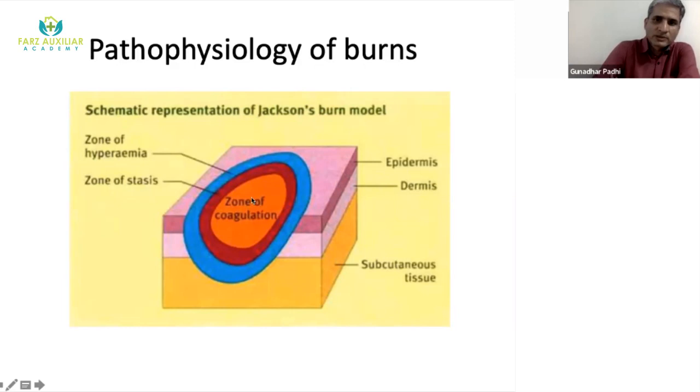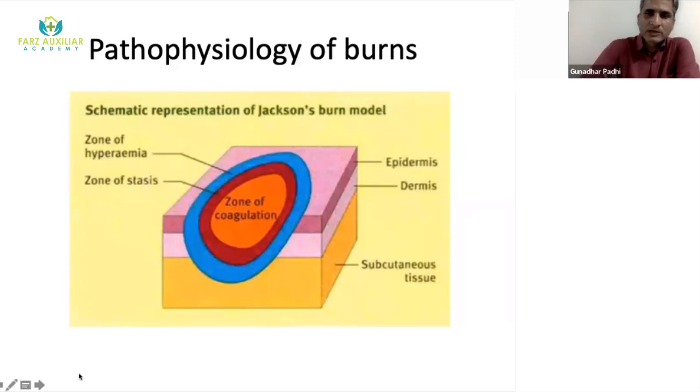This zone of coagulation starts from the epidermis, goes to dermis. It can involve the subcutaneous tissue, the muscles and bone. Depending on the involvement of subcutaneous tissue, muscle and bone, the burn can be classified as major burn and minor burn. Major burns are burn injuries which involve the muscles and bones and the deeper tissues, and minor burns are burns which involve the superficial tissue like epidermis or part of the dermis. So as per that, sometimes many of them classify burn injuries as grade 1, grade 2, and grade 3.